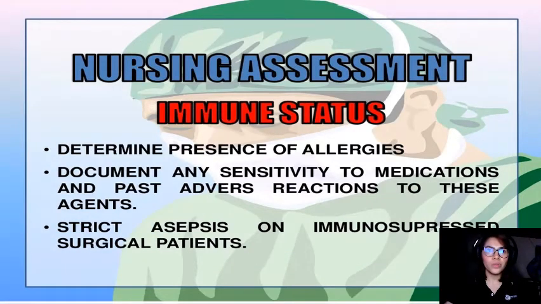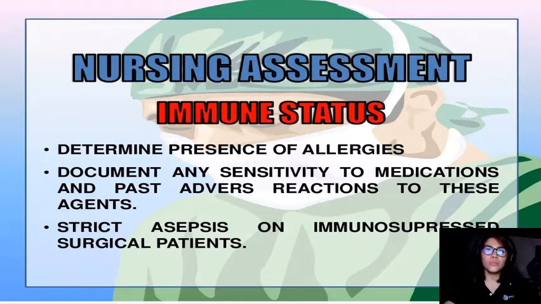And then you have your immune status. So you need to determine the presence of all allergies, document any sensitivity to medications, and past adverse reactions to these agents. So, for example, if a patient is allergic to Nubain, the patient knows that they cannot tolerate Nubain. So you ask the patient, ma'am, what happens to your body if you are given Nubain? For example, rashes or difficulty breathing. So, you need to take note of all of those adverse reactions.